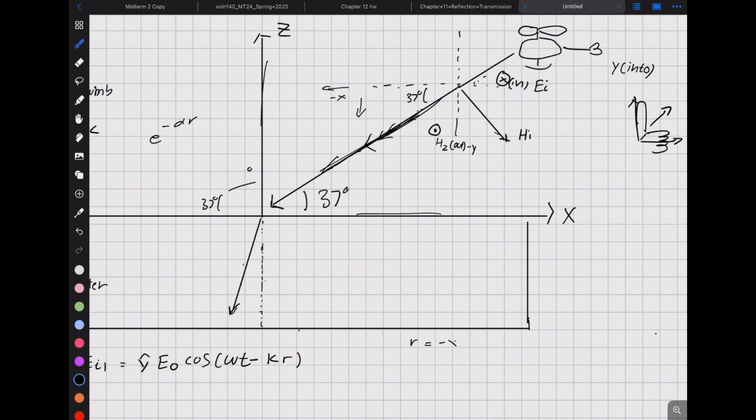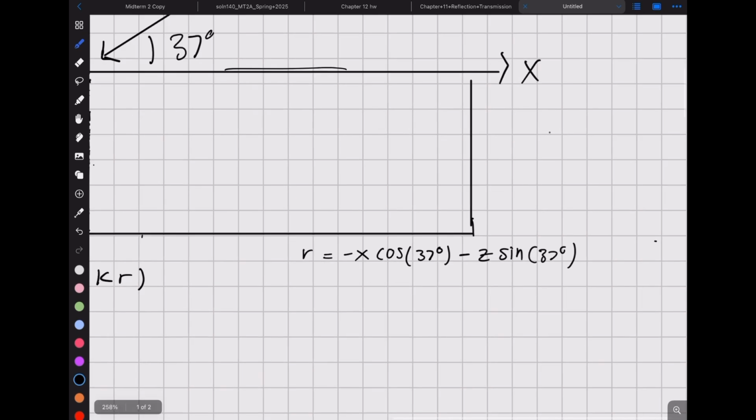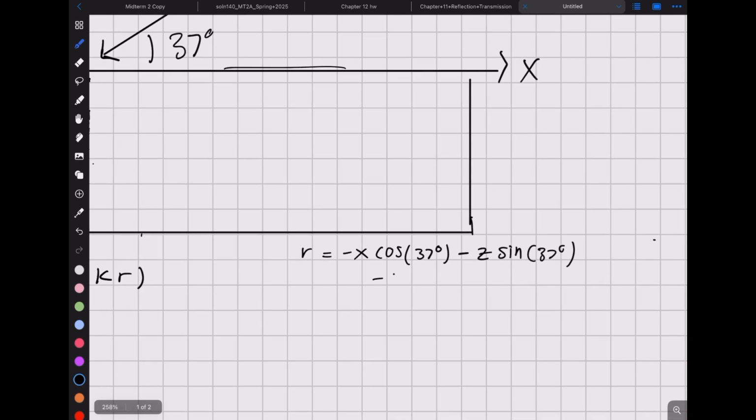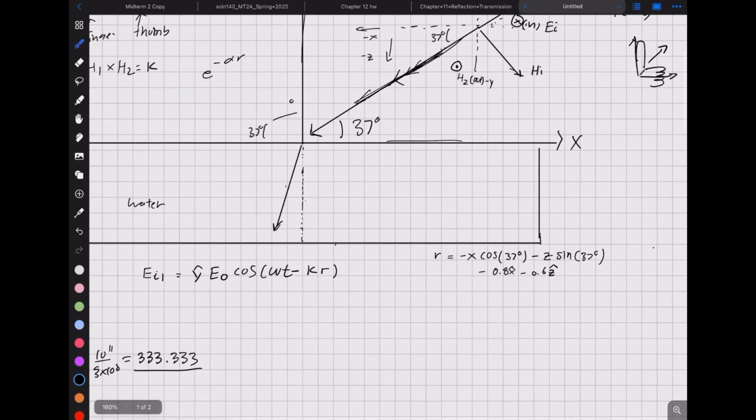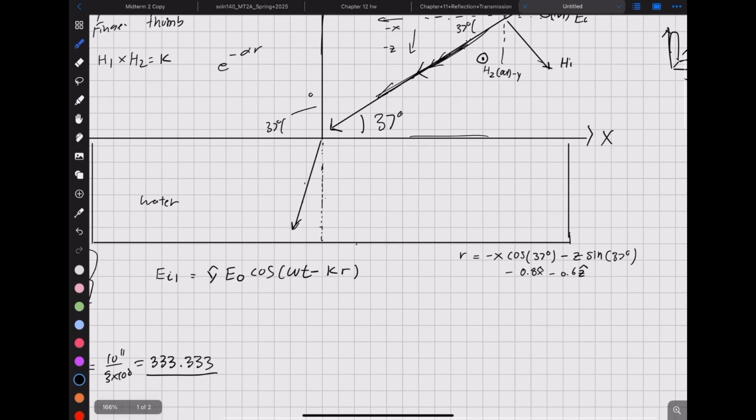So we have a negative x. Our negative x with respect to the angle is the cosine of it, the adjacent. So we have cosine 37 degrees. And we have negative z, sine. It's going to be the opposite of the angle. So we have this opposite component of it, 37 degrees. Plug those into the calculator. We have a value of around 0.8 x hat minus 0.6 z hat. Okay. So those are going to be our values for our little r direction.